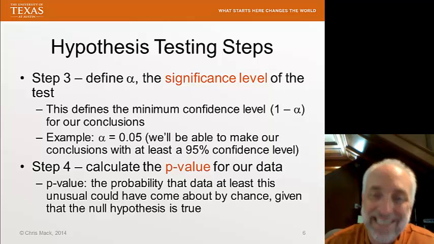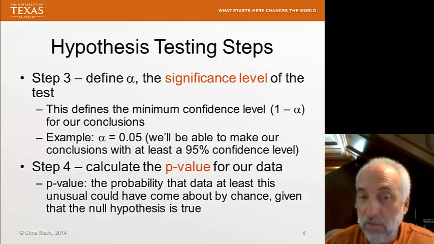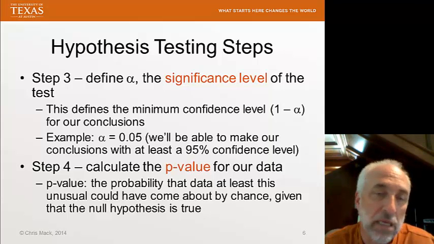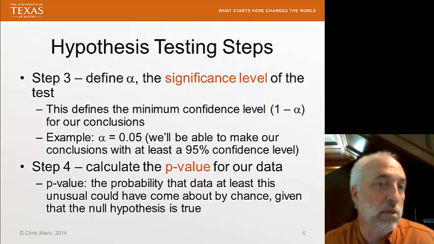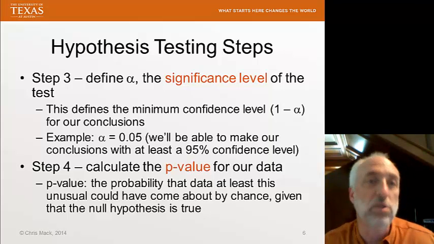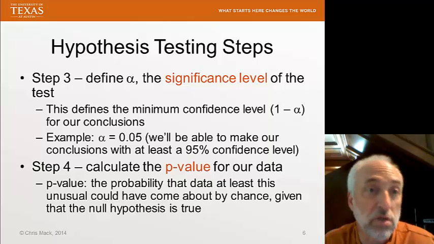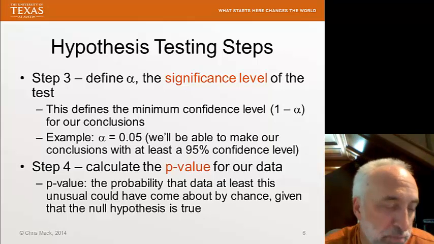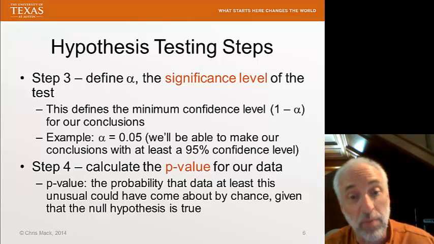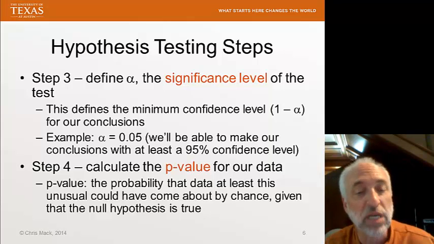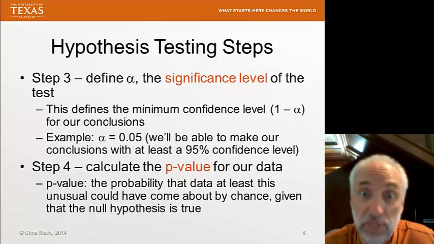Let's look at an example of how we calculate a p-value from our data, and then we'll revisit how we interpret it. But the p-value is the probability that data as unusual as this particular sample, or even more unusual than this particular sample, could have come about based on pure chance. Not because the alternate hypothesis is true, but in fact because the null hypothesis is true and there's simply sampling variability.